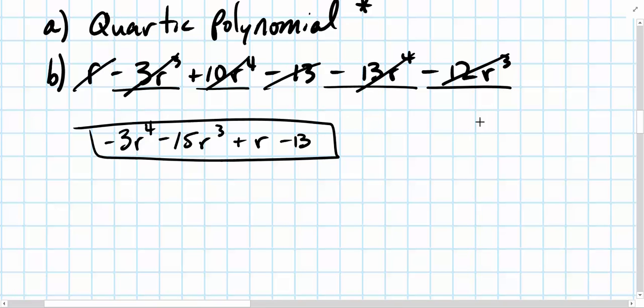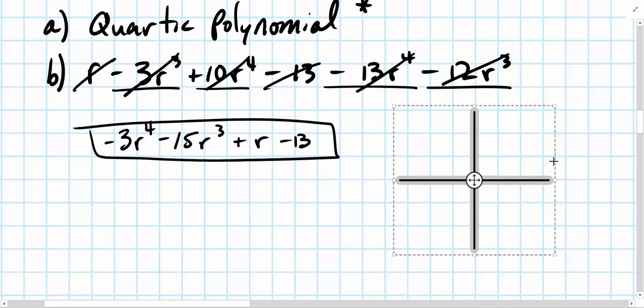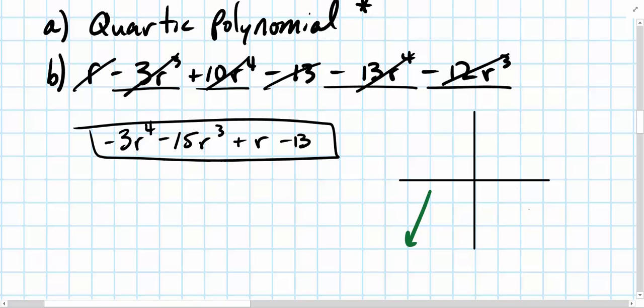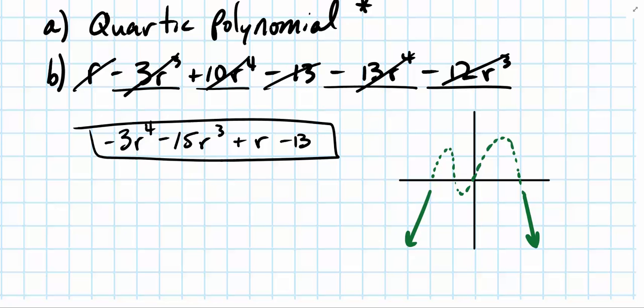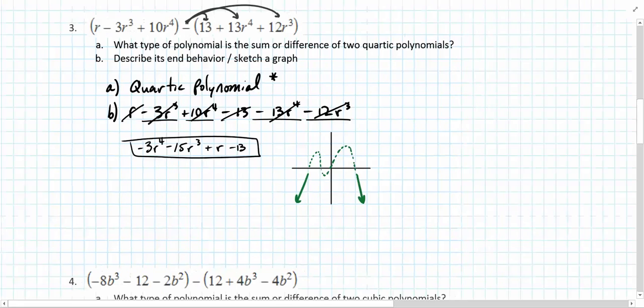So if I were to predict what this graph would look like, I know that because of the negative leading coefficient and the even degree, the tails have to be pointing down. And since it's a fourth degree polynomial, I could have as many as 3 turns. So this looks like a pretty good sketch of what that polynomial would look like.